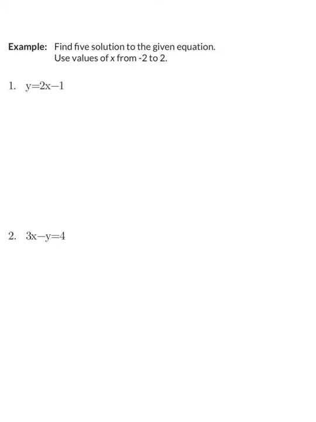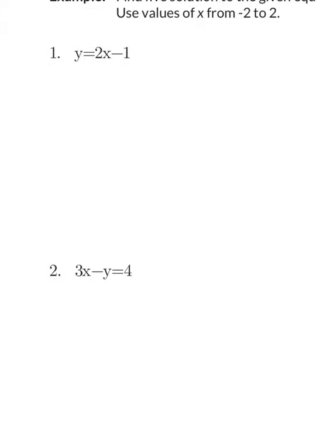So let's go ahead and look at these examples. Example 1, we have the equation y equals 2x minus 1. The first thing I want to do is we're going to use values of x from -2 to 2 in order to find 5 solutions. Now note, -2 to 2, there is nothing special about this. It's just nice that we have some small numbers that we're going to plug in. So if we look at example 1, I'm going to go ahead and start by plugging in x equals -2.